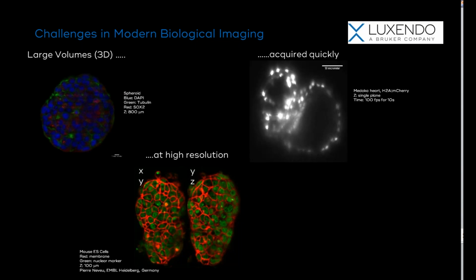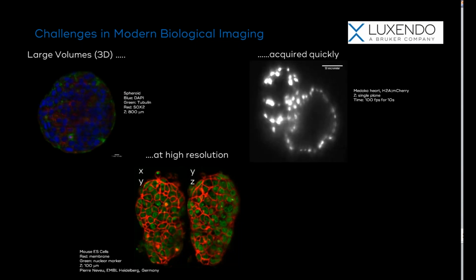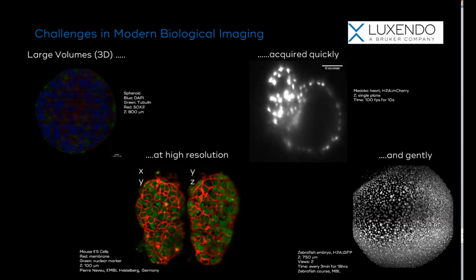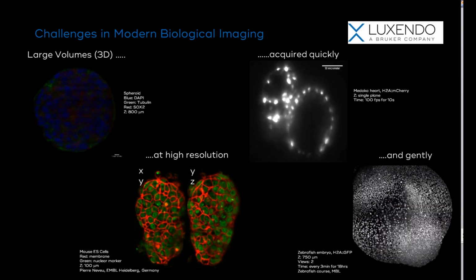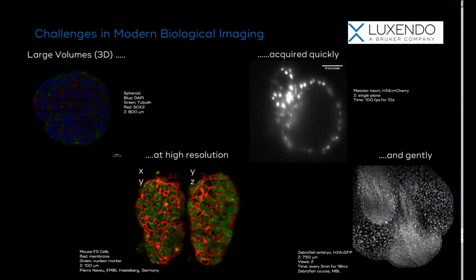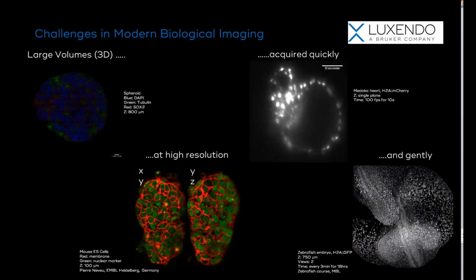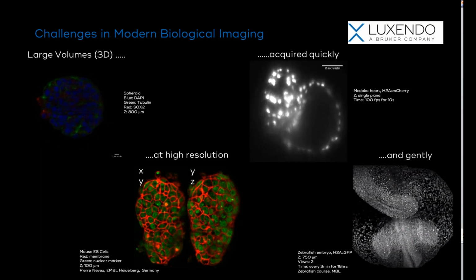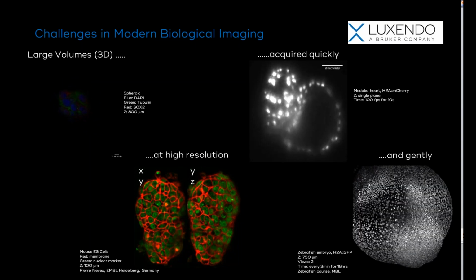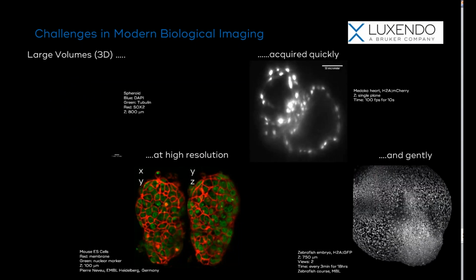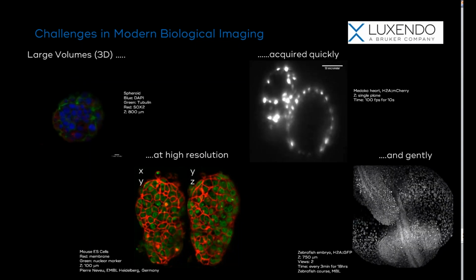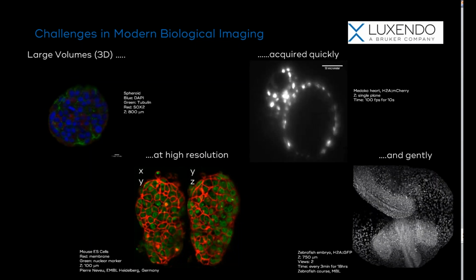Additionally, we need to do this on a physiologically relevant time scale in order to capture the biology as it's happening. And finally, we have to do this gently enough as to not perturb the system through light-induced photo damage or phototoxicity. And this is a really tall order for any sort of imaging system or modality. Typically, imaging techniques will fall short in one of these different categories, which has really forced researchers to find new and different ways of performing their experiments.